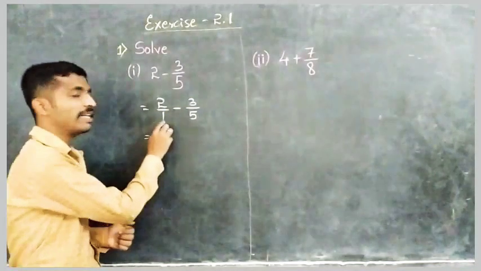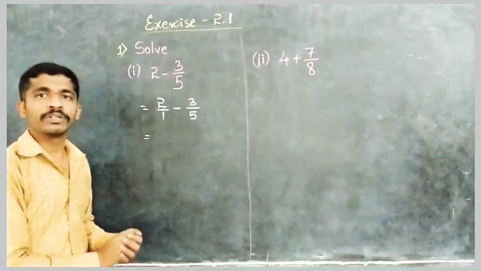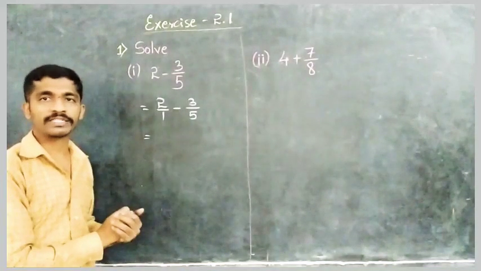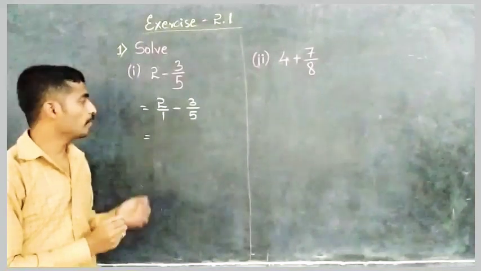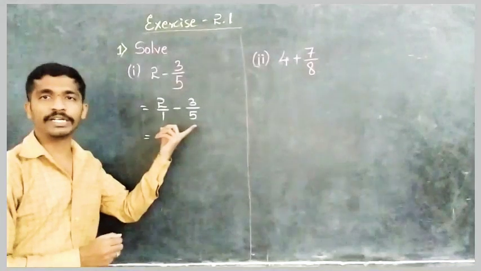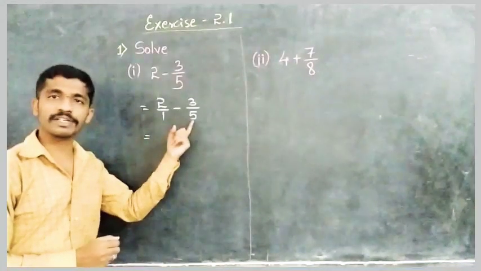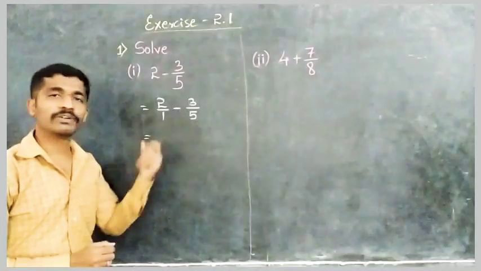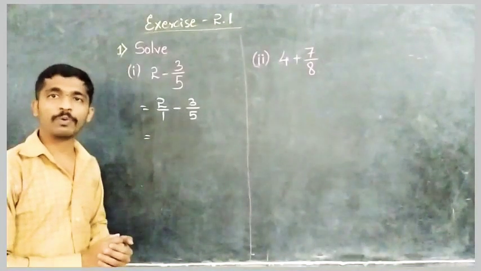Okay, so here 1 is there, here 5 is there. Denominators are different, so we can't subtract these fractions. So for that what we have to do? We have to make them into same denominators. So here 1 is there, here 5 is there. So now we have to take the LCM of 1 and 5. So what is the LCM of 1 and 5?